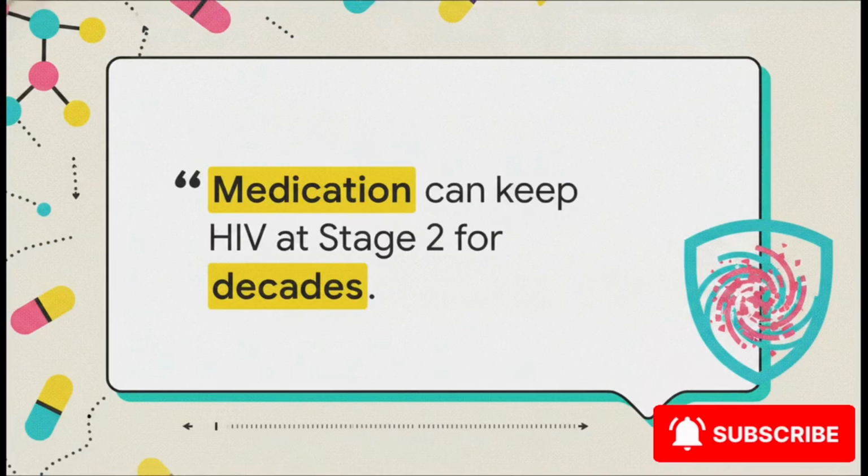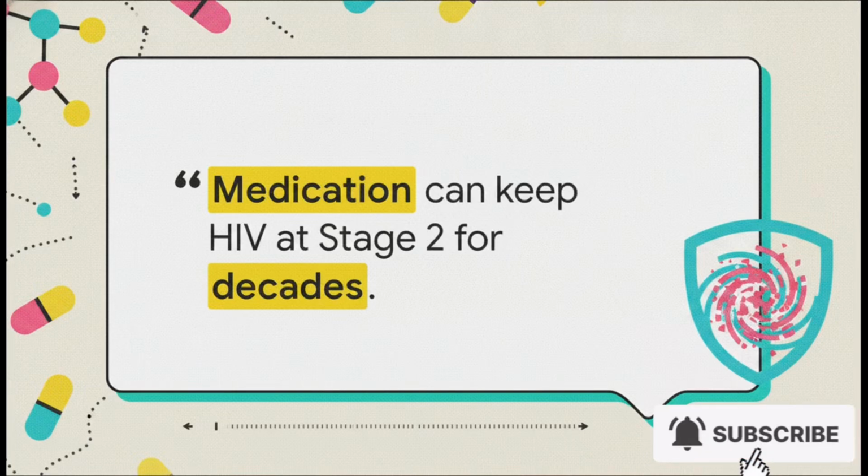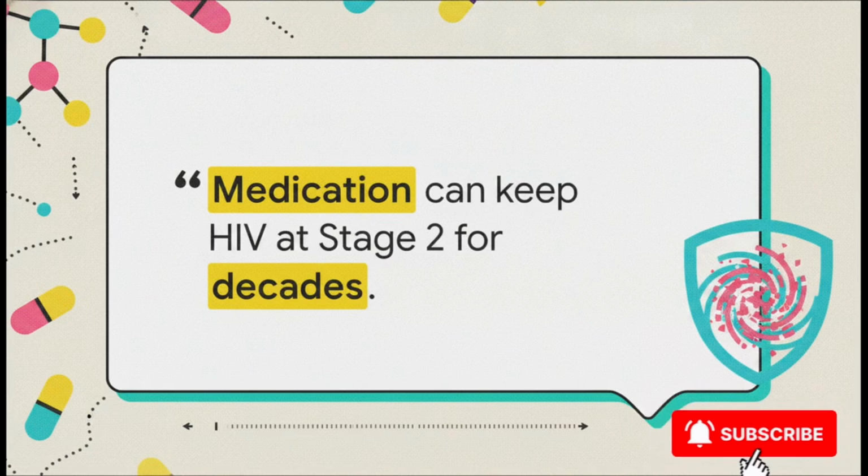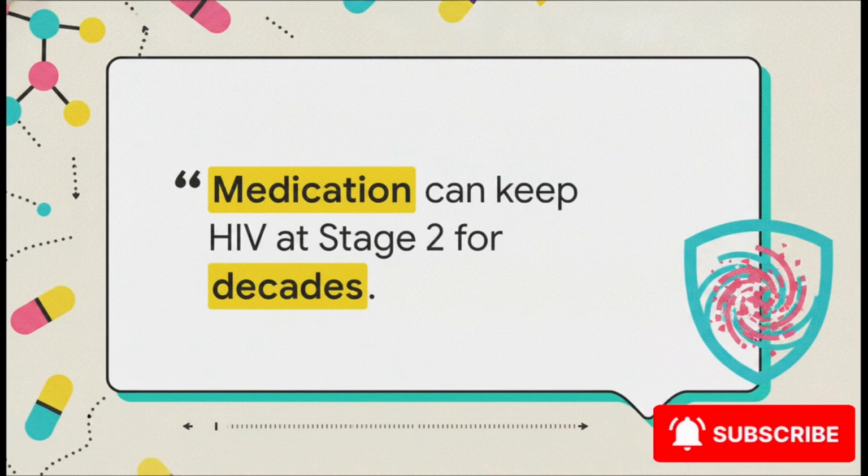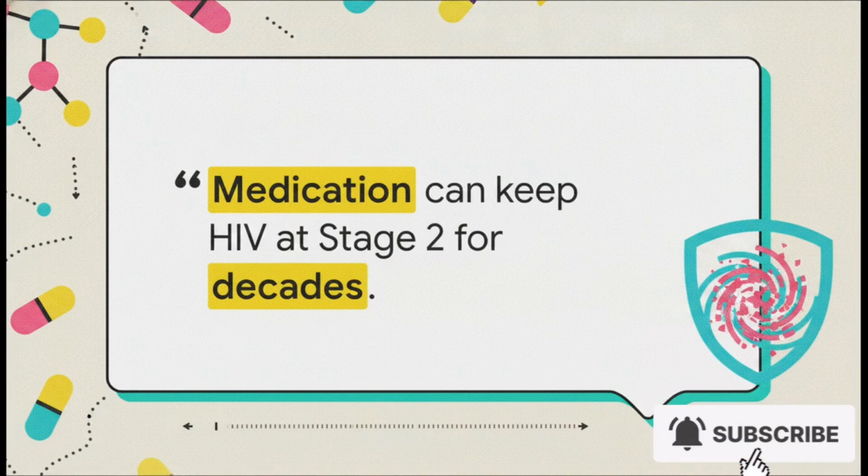I want to bring our clinical journey today to a close with this direct, handwritten note from the source material. It says, medication can keep HIV at stage 2 for decades. Just really think about that for a second. What was once a rapid, fatal diagnosis can now literally be halted in its tracks. Through strict adherence to modern pharmacology, we can suspend the virus in that asymptomatic stage 2 for decades. It is an absolute medical triumph.